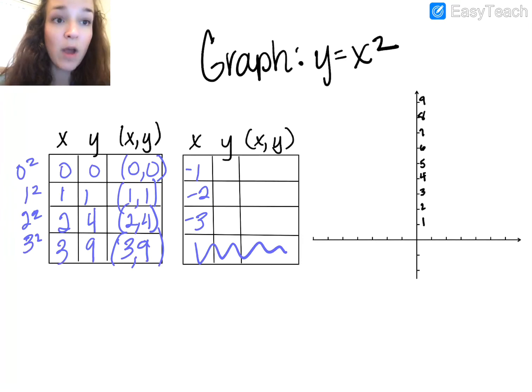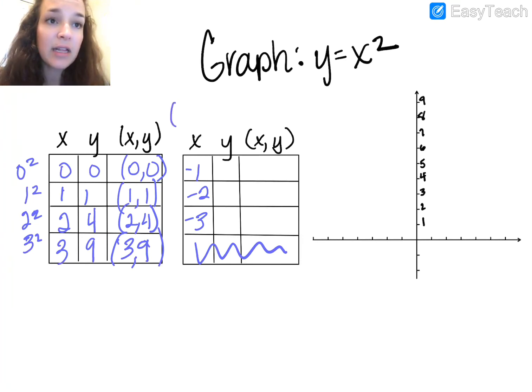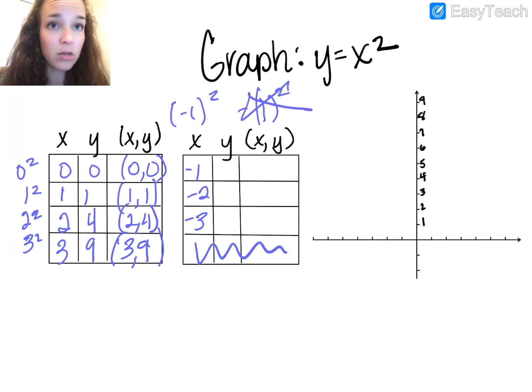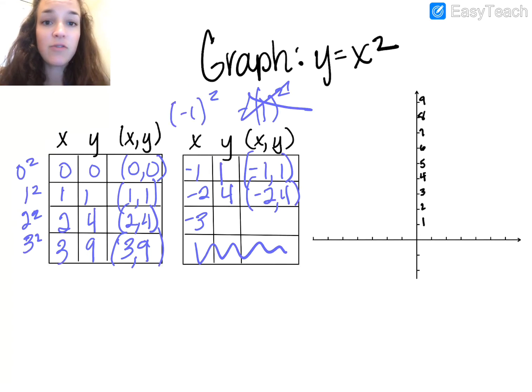Okay, so then -1. Remember when we're plugging these in, we're plugging it in like this: (-1) squared. So if you're typing that in your calculator, you need to make sure that you put it in parentheses, because if you don't put it in parentheses, the calculator reads it as -(1 squared), and this is wrong. So make sure you put the -1 in parentheses and then square it. That would give us a +1, because -1 times -1 is +1. So then we've got -1, 1. -2 squared would be +4. So -2, 4. And then -3 squared would be +9. So we've got -3, 9.